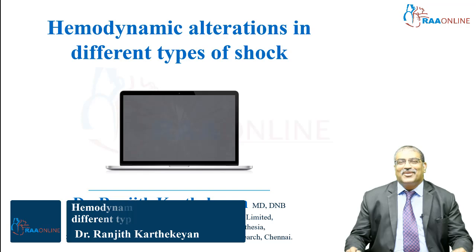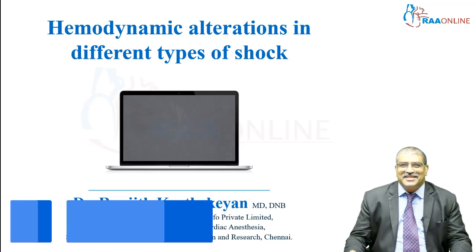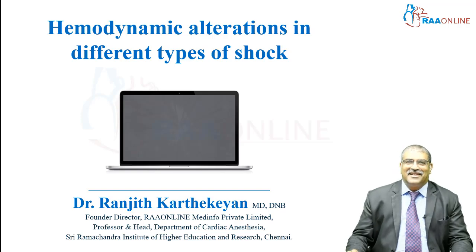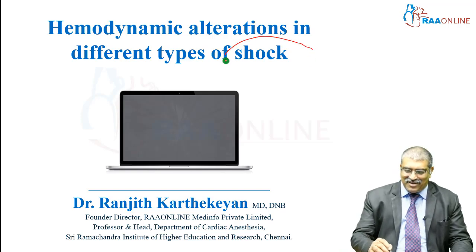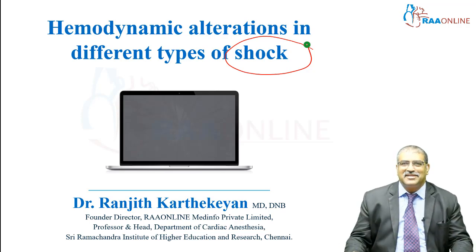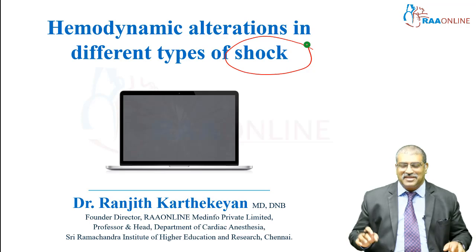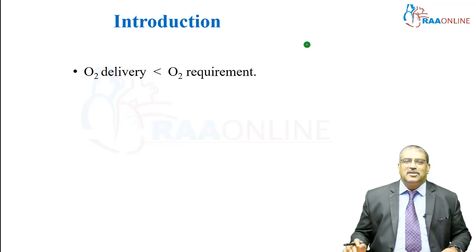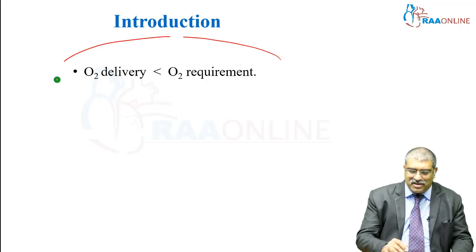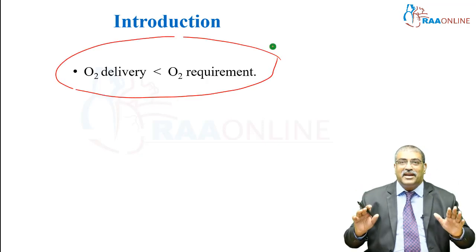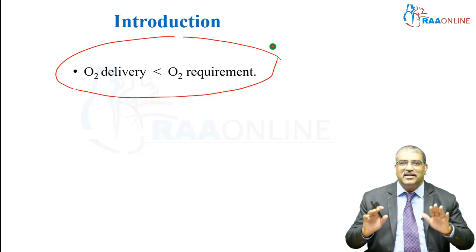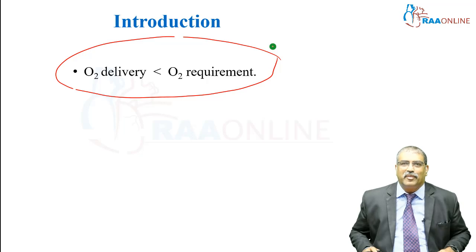Today we are going to look at one critical care situation which might be a shock to any physician who is treating it. That is nothing but shock. What are the various hemodynamic alterations which happen in various types of shock? Shock in the simplest terms is nothing but oxygen delivery which is supplied being less than the requirement. In short, the oxygen delivery is less than the oxygen requirement.